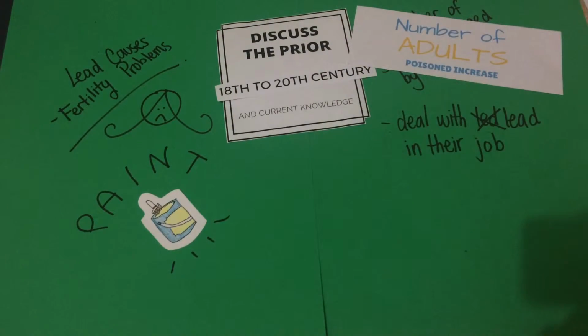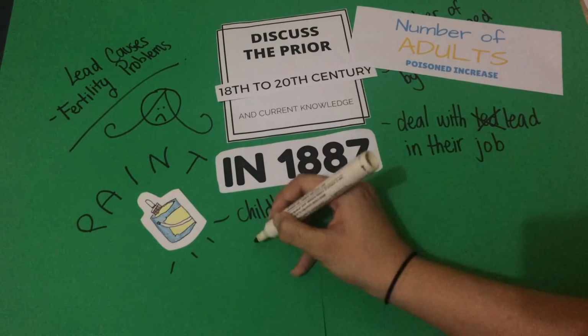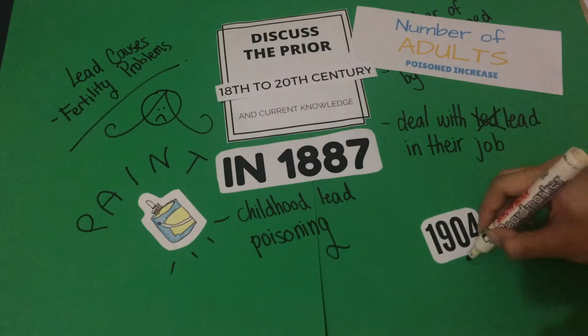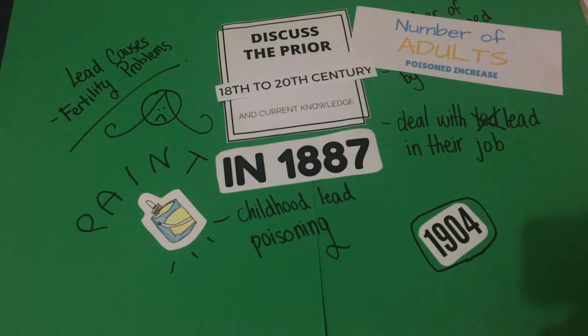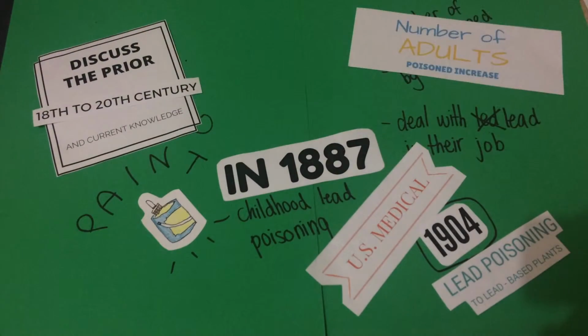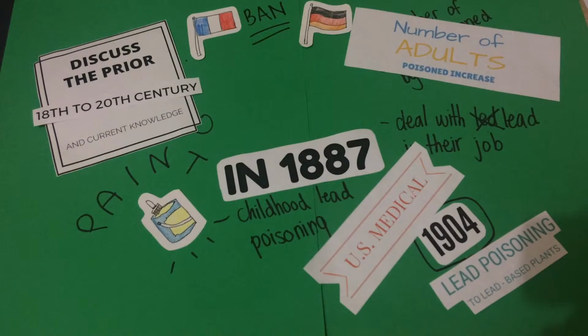In 1887, the US medical authorities started to report and diagnose childhood lead poisoning, but lead was not identified as a cause yet. In 1904, scientists in Europe started to link childhood lead poisoning to lead-based paints. This led several European countries such as France, Belgium, and Austria to ban white lead interior paint.